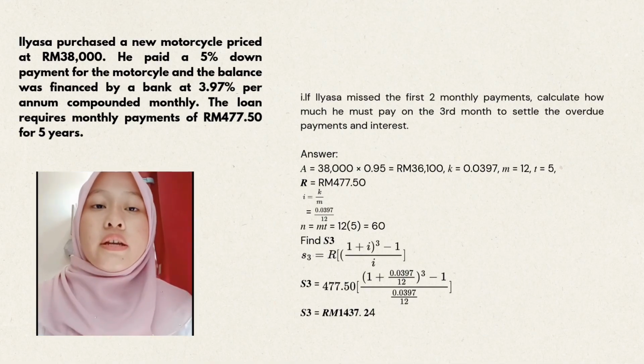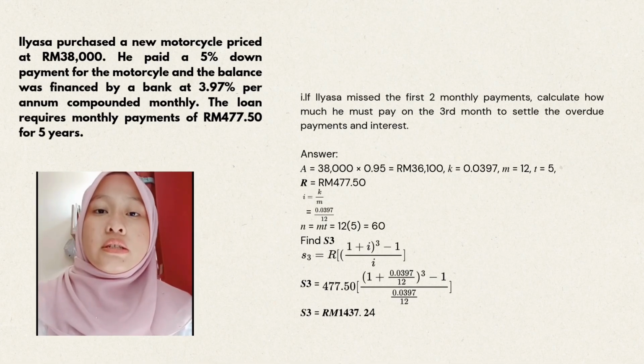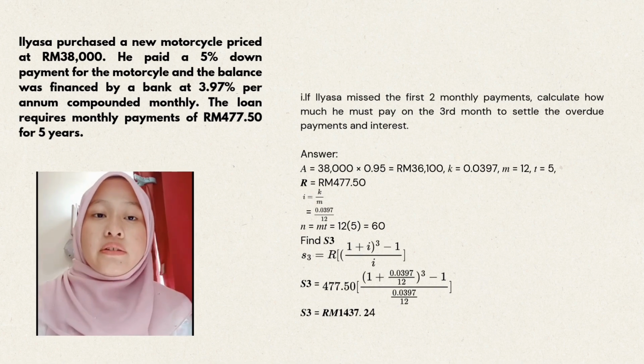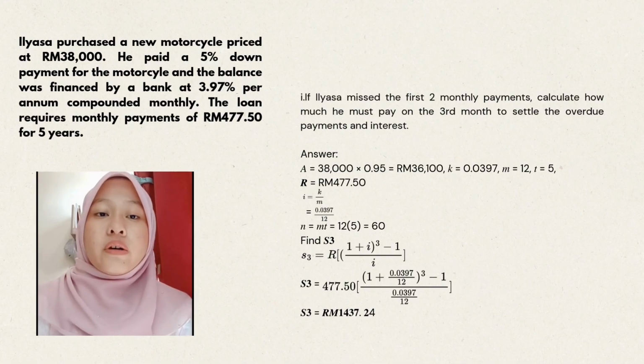A equal to 38,000 times 0.95 equal to 36,100 ringgit. K equal to 0.0397, M equal to 12, T equal to 5, R equal to 477 and 15 cents ringgit. I equal to K per M, 0.0397 per 12. N equal to MT, so it is 12 times 5 equal to 60.